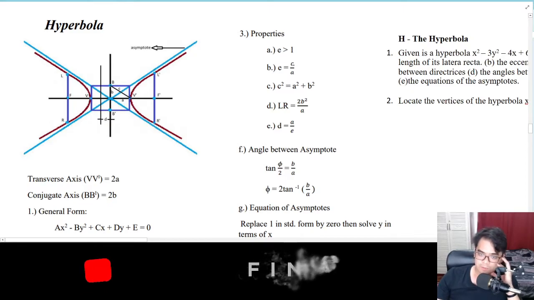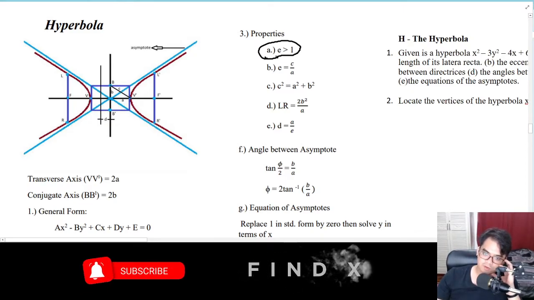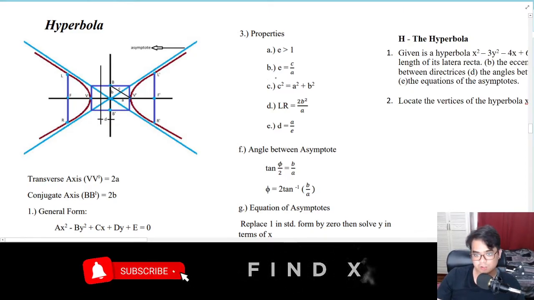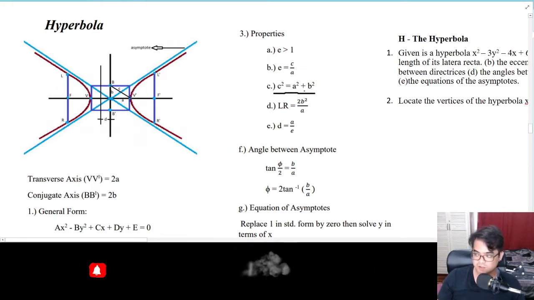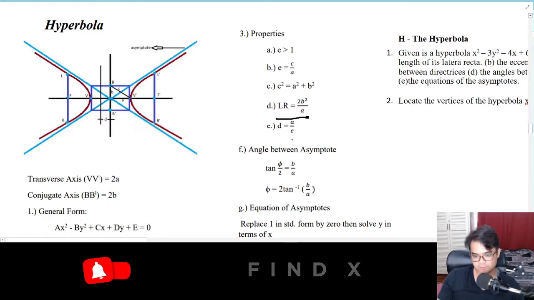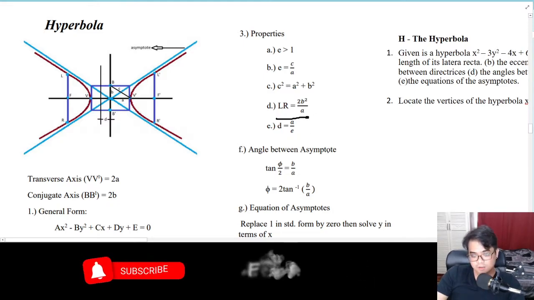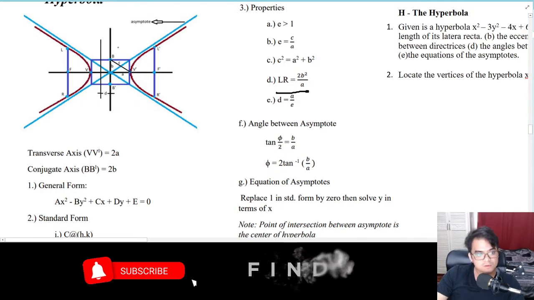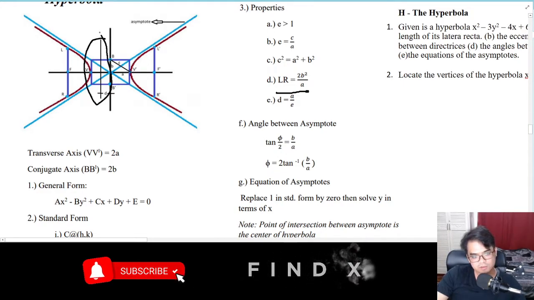Okay, and now the properties. So of course, the eccentricity of the hyperbola is greater than 1. E is still the same, e is equal to c over a, but the c is slightly different. It will now be c squared equal to a squared plus b squared. Latus rectum and the d are still the same. Okay, so I think I forgot to say that this d is the directrix.